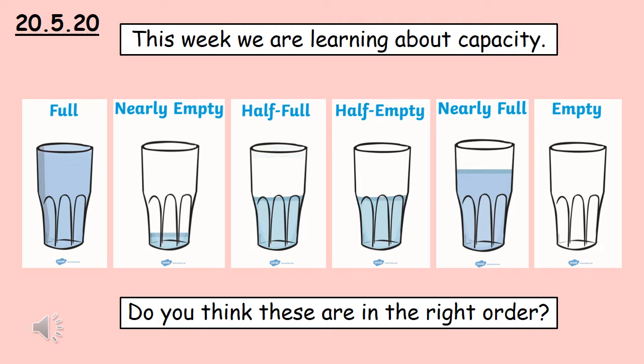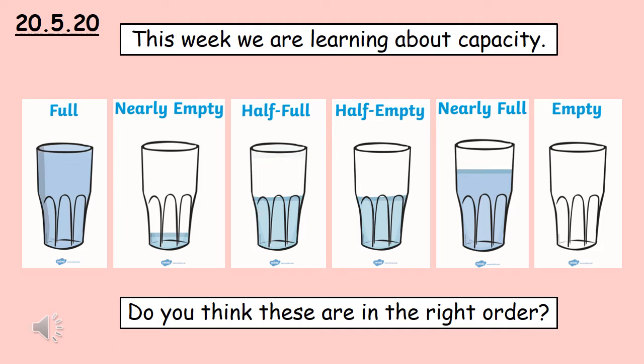Here we have some cups of water. Each cup has a different amount of liquid in, apart from 2 cups which have the same amount in, but they are described differently. I'm going to start on the left and work across and talk about each cup. So at the very beginning we can see this cup has a lot of water in it. I would describe this cup as full.